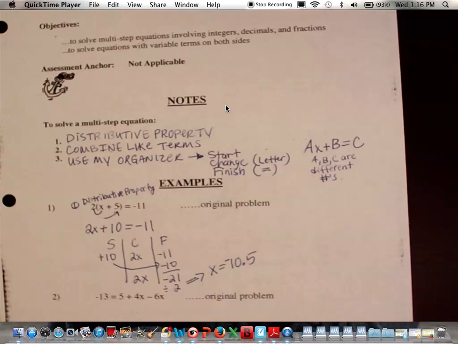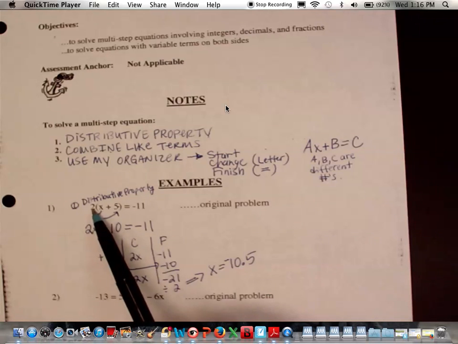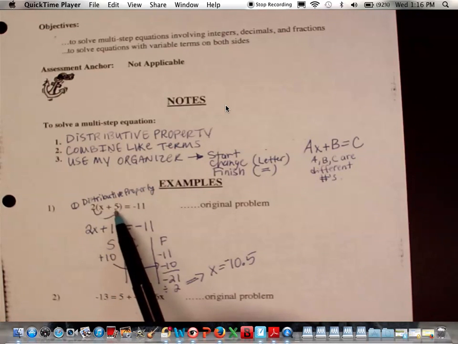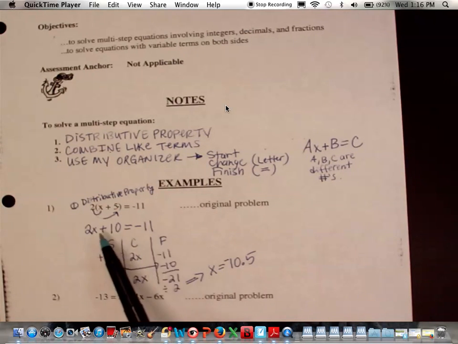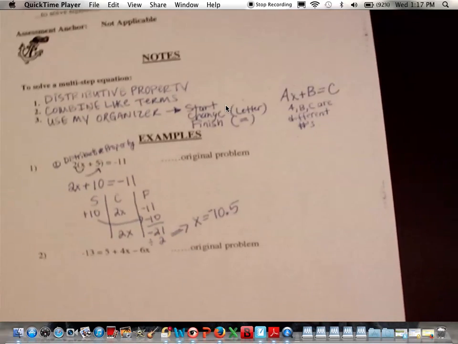Okay? So to recap, I checked first if there was any distributive property, which there was. So I did 2 times x, which gave me 2x, and 2 times 5, which gave me 10. And I put equals negative 11. I noticed there's no more combined terms, no more distributive property. So I did number 3, which was put in my organizer and solve my problem. And I'm done.